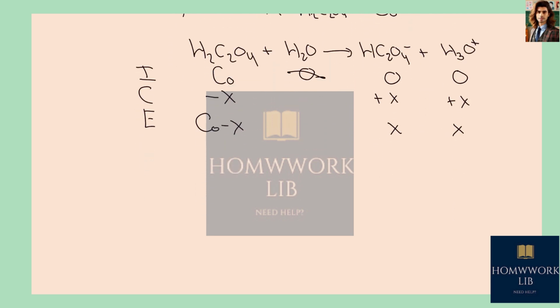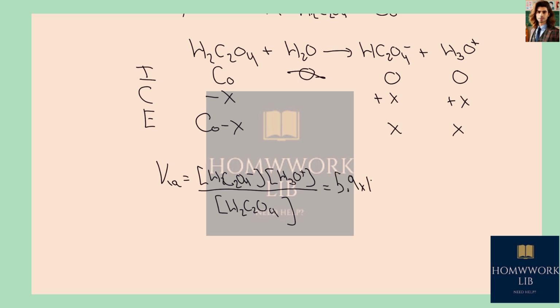That means that our Ka for this acid, just a reminder, is the concentration of HC2O4 minus times the concentration of H3O plus divided by the concentration of H2C2O4. This value for Ka is equal to, from our table, 5.9 times 10 to the minus 2. And this will be equal to x squared divided by C0 minus x. Remember, x times x from this section and C0 minus x.